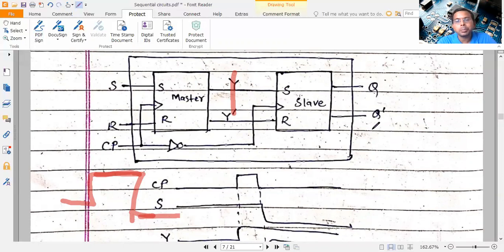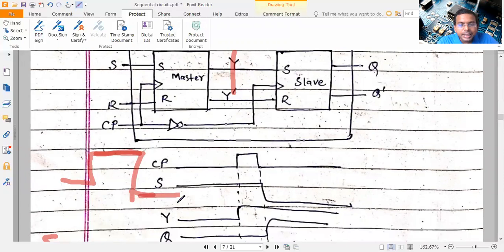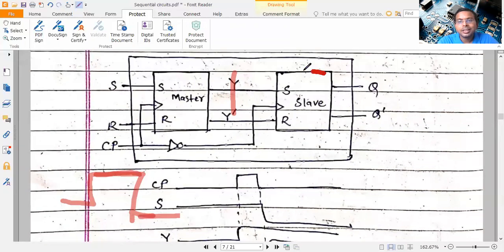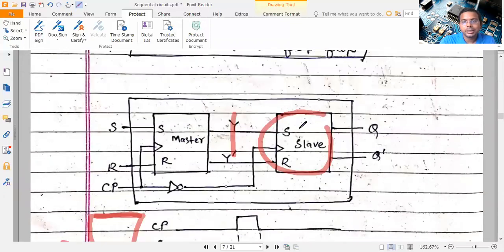Now the slave will change the output once the clock pulse goes negative. So this output is not going to change all the time. Whatever time it takes to stabilize will affect here only. Once the clock pulse becomes negative, only at that time the output of the slave changes. So this slave and the negated clock protect against frequent changes in the output due to fluctuations in S or R. So this is the master slave flip-flop.